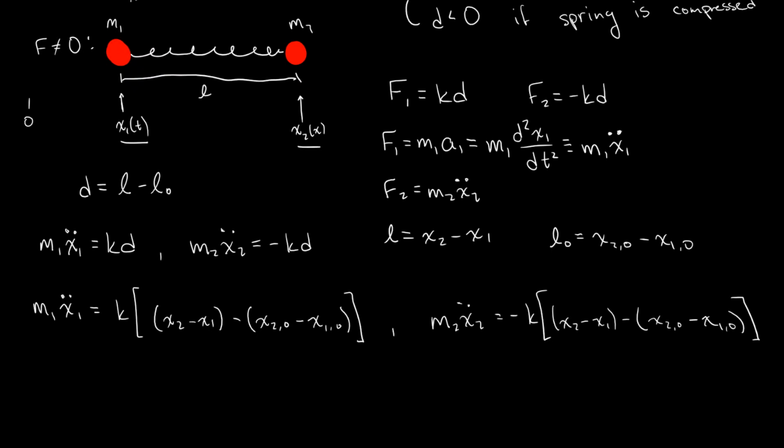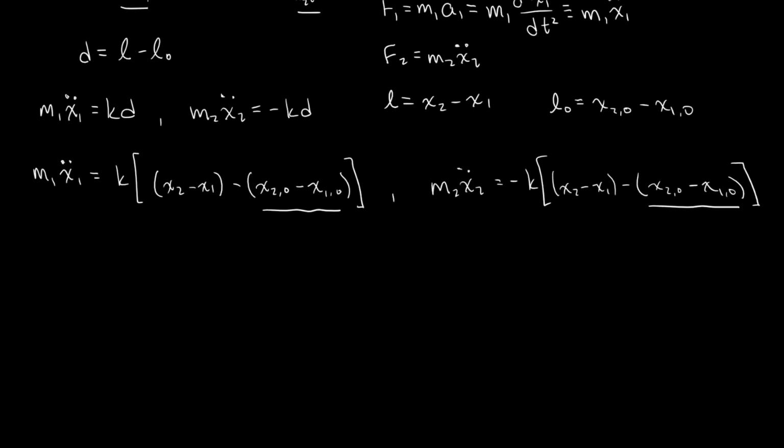And really the only thing that's annoying right now are these terms here, these sort of arbitrary offsets that tell us when this thing isn't feeling any forces. So let's go ahead and figure out what these are. We know that in this case nothing feels any force, so I might be able to say that x_i double dot 0 equals 0.